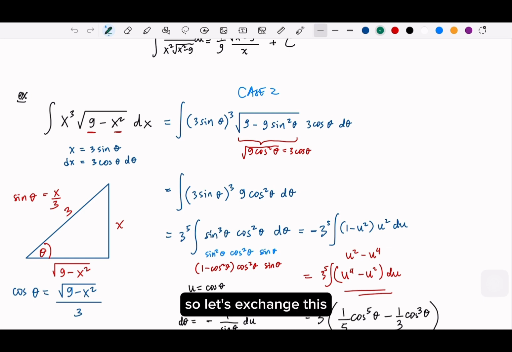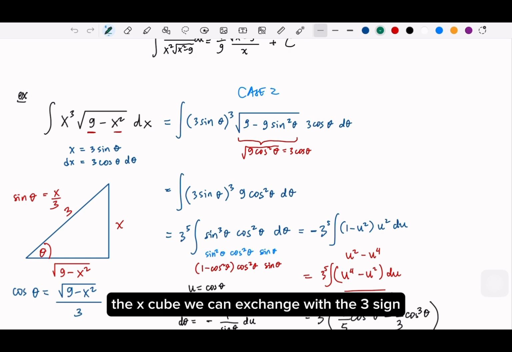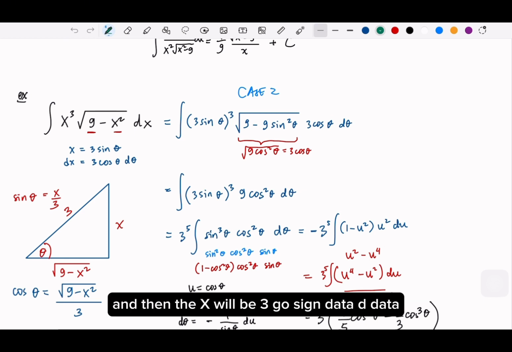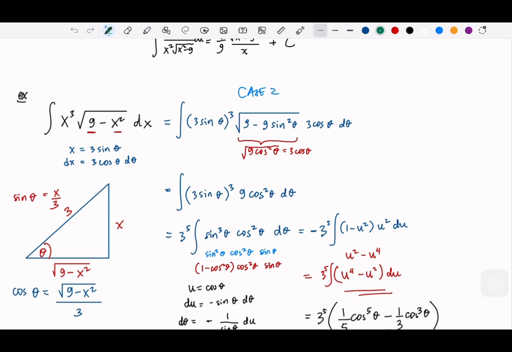So let's substitute. The x cubed we can replace with 3 sine theta, and then cubed. Let me write 3 sine theta, cubed, and then the square root of 9 minus 9 sine squared theta. And then dx will be 3 cosine theta d theta.